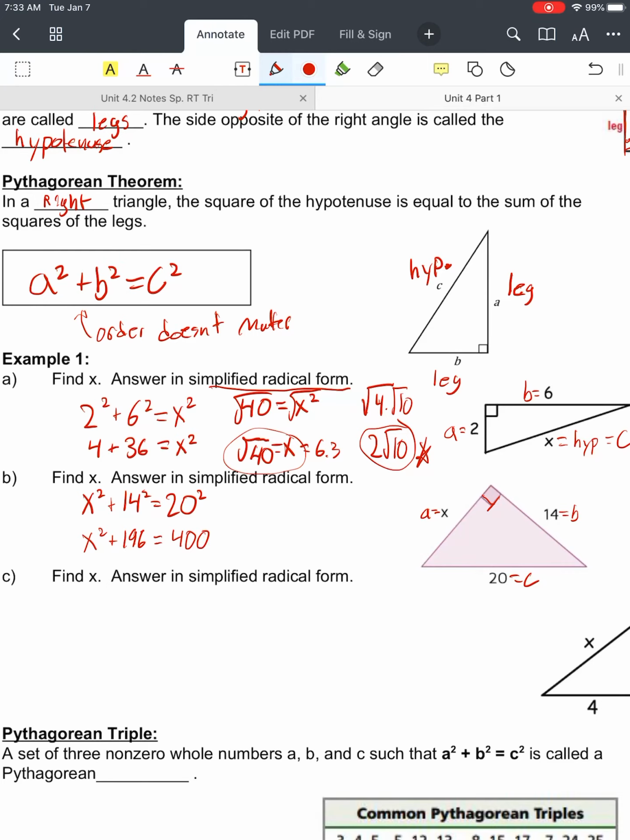Now we want to get x by itself, so let's move that 196 over to the other side. We're left with x squared on one side, and on the other side we're left with 204. In order to get rid of that square, we square root both sides, so we're left with x equals the square root of 204. Again, we've solved for x successfully, but they're asking for simplified radical form, so we're going to do our best to simplify it.